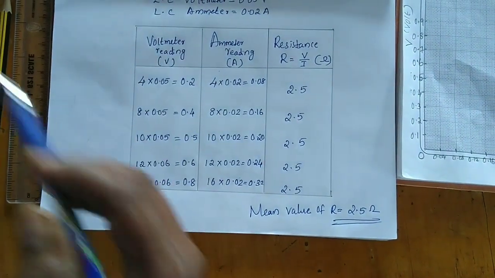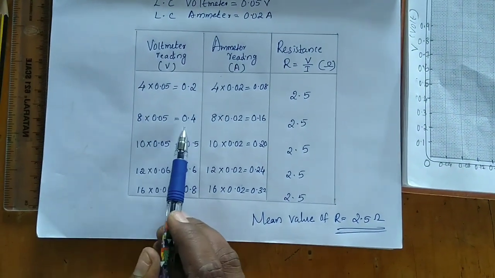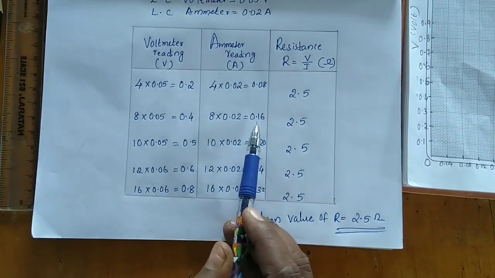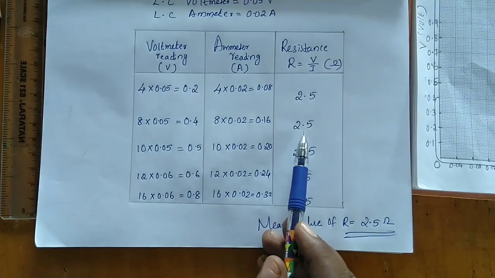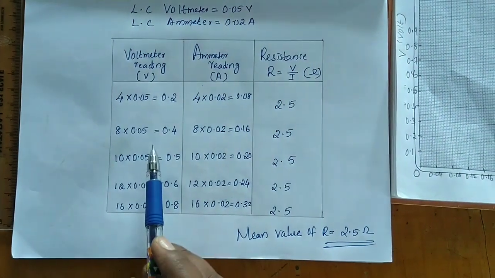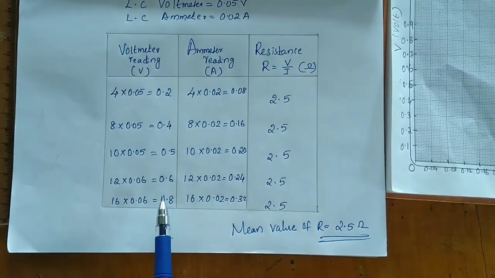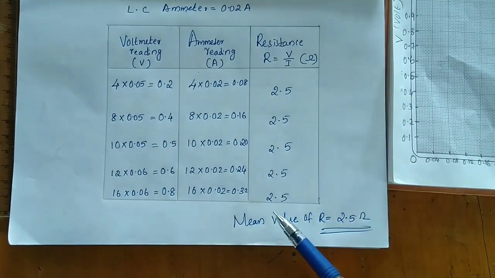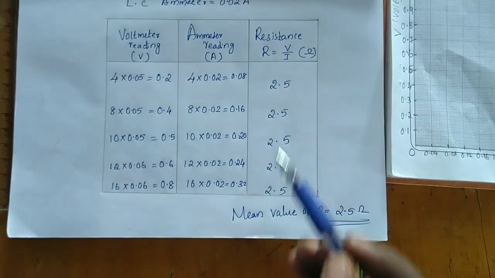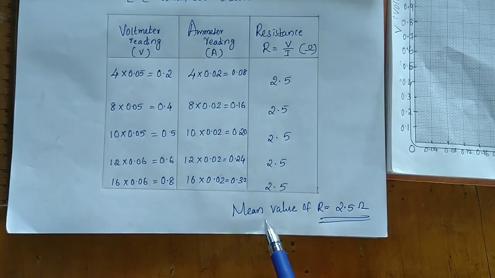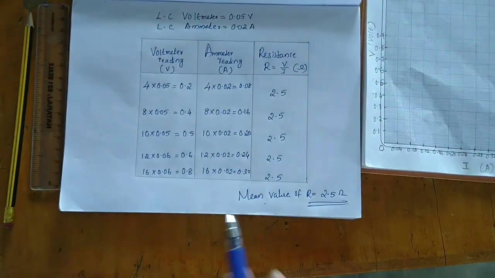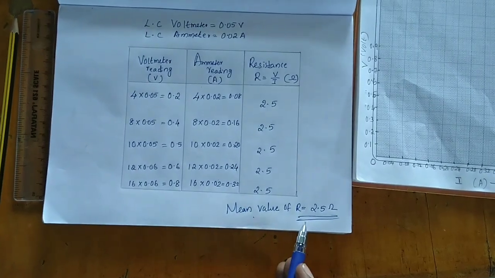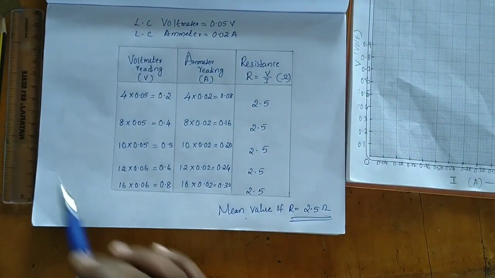Then I changed the rheostat and got another value, 0.4, with the corresponding ammeter reading 0.16. If I divide, I still get 2.5. Like that I took 5 sets of values, and every time I got 2.5 when dividing V by I. So the mean value of resistance is 2.5. That means the nichrome wire we used here has a value of 2.5 ohm. So this is the theoretical verification.